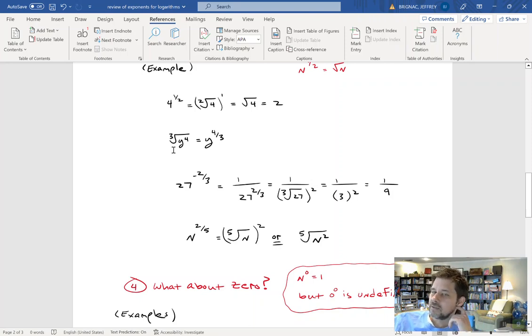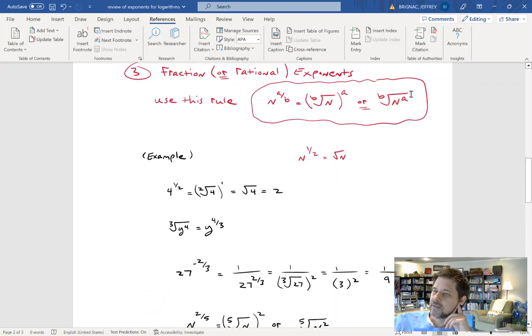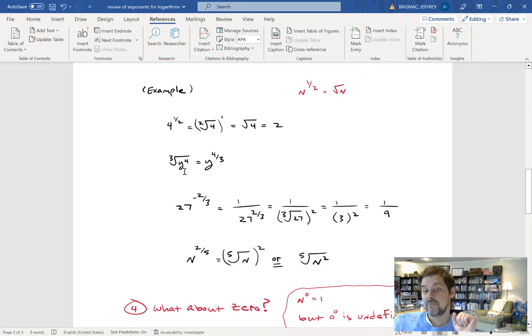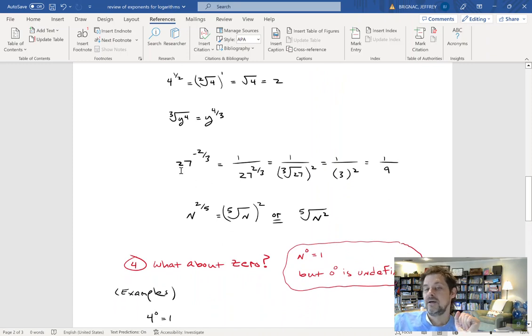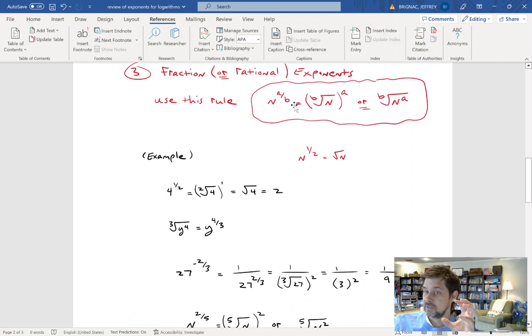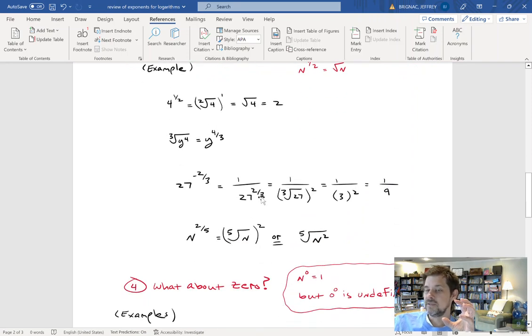What about this one? How would you think about the third root of y to the 4th? Well, that's like this in reverse. I'm given something that looks like this, and I turn it around and think about it like that. So third root of y to the 4th power would be the same thing as y to the 4/3 power. Okay. What about 27 to the negative 2/3 power? Well, we learned about negative exponents. So to handle that part of it, I would do 1 over 27 to the 2/3 power. Okay, but then that fractional exponent is thought of like this. So this would be the third root of 27 squared.